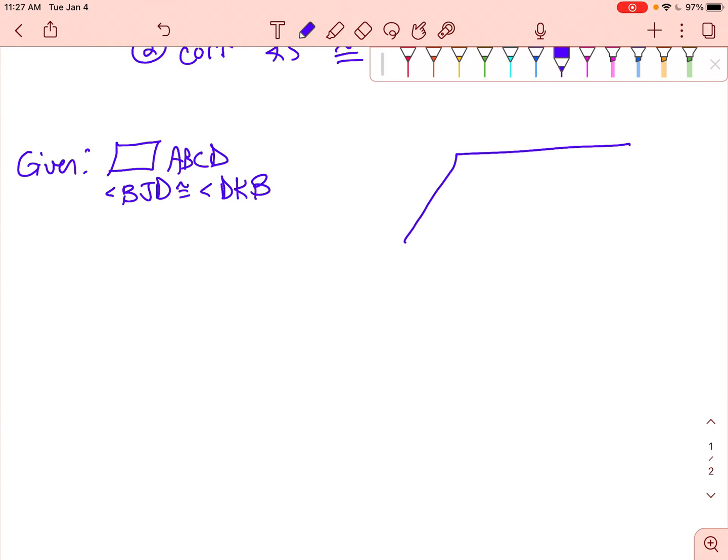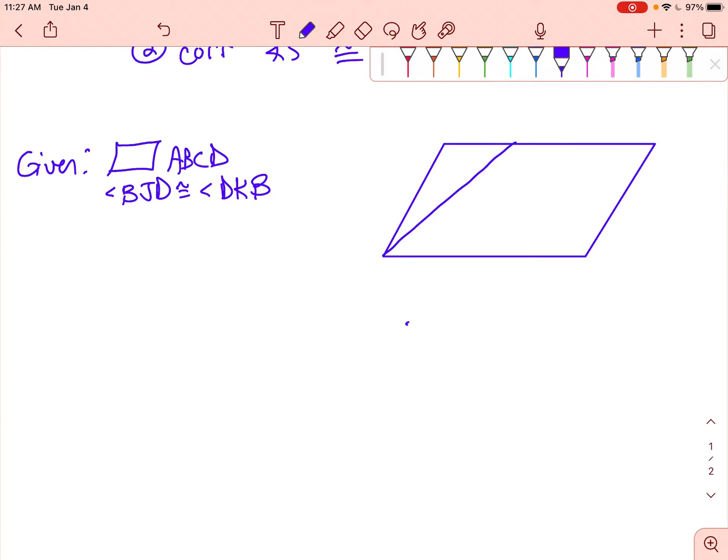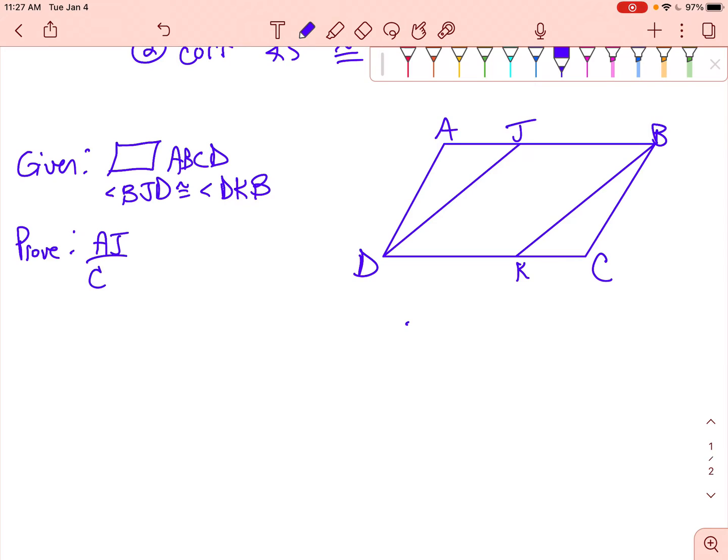Okay, and I'm going to draw the picture. So I have this parallelogram here, and we're going to draw some things here. And we have ABCD is a parallelogram. We are going to prove that AJ over CK is equal to JD over KB. Okay, so we are going to prove this.